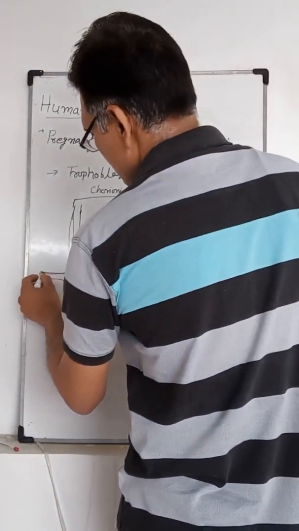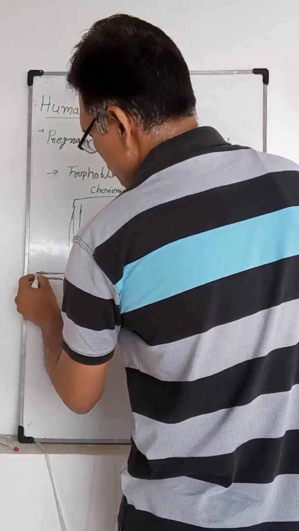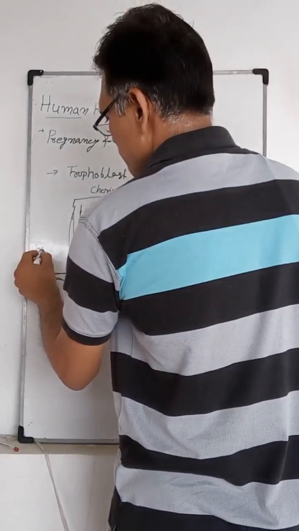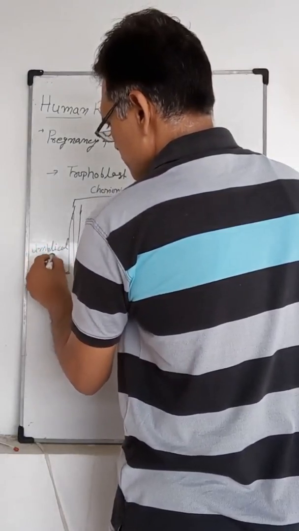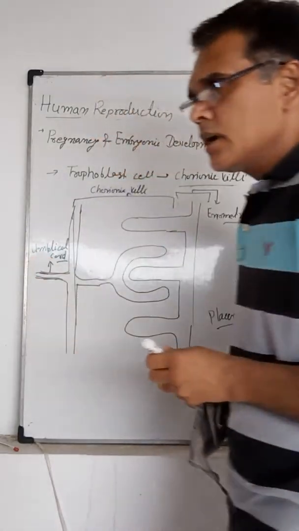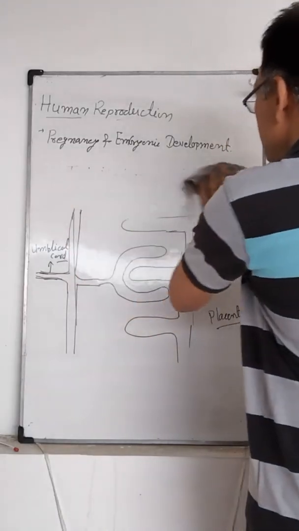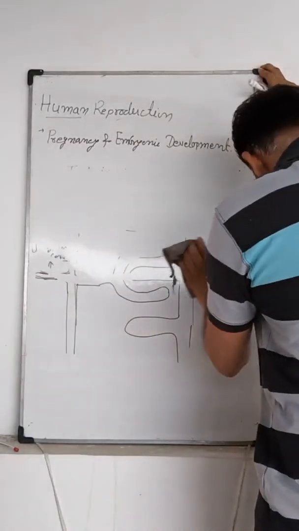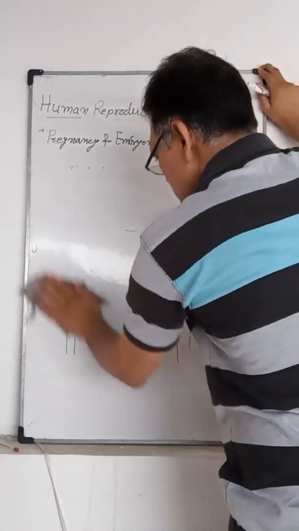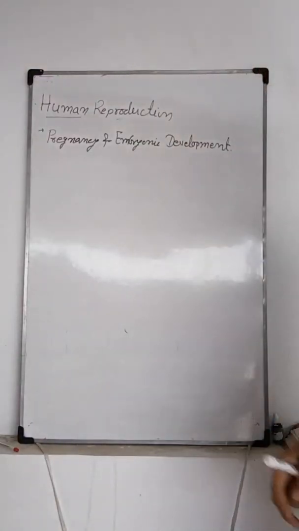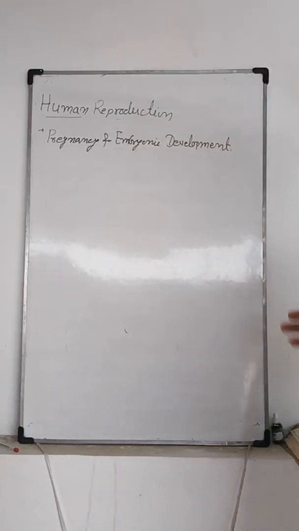The chorionic villi then form a tube-like structure which is attached to the embryo, known as the umbilical cord. This placenta supplies the embryo with oxygen, nutrients and other things, and receives the different excretory products formed inside the embryo.